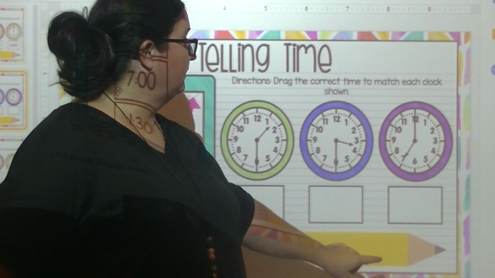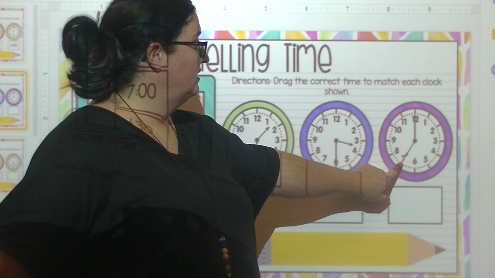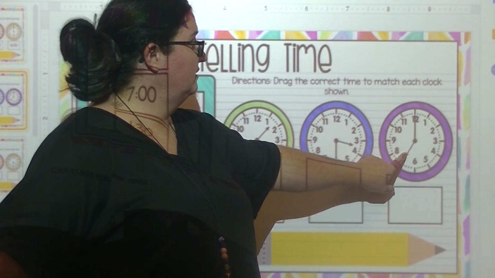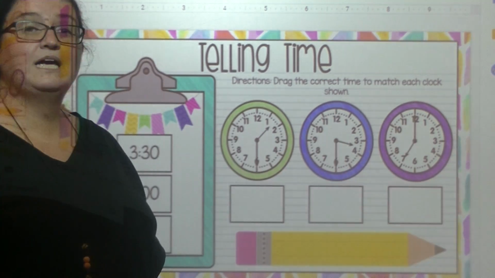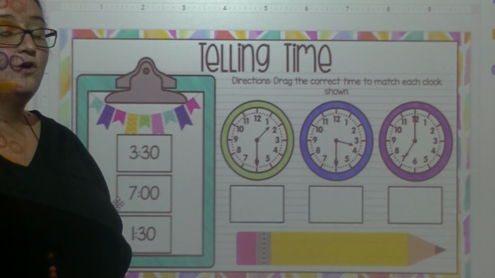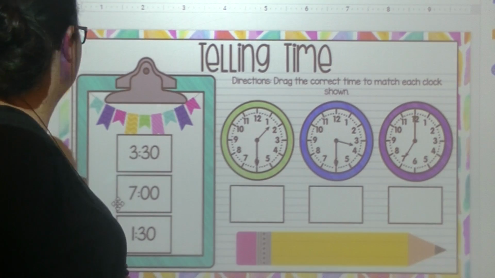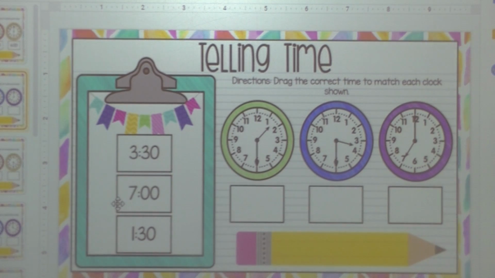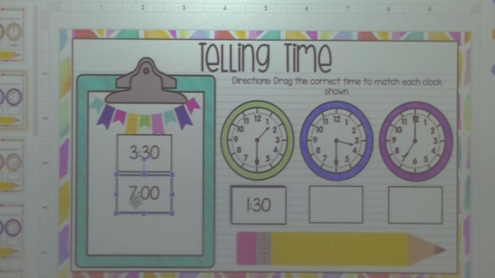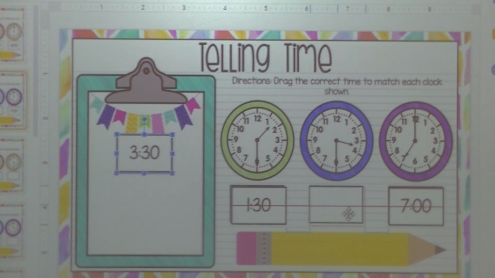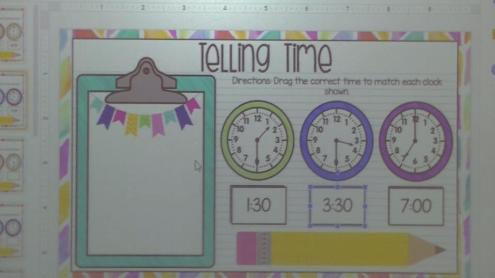And my last one. 7. My minute hand is on the 12. So it is 7 o'clock. So this is what you should have. 1:30, 3:30, and 7 o'clock.